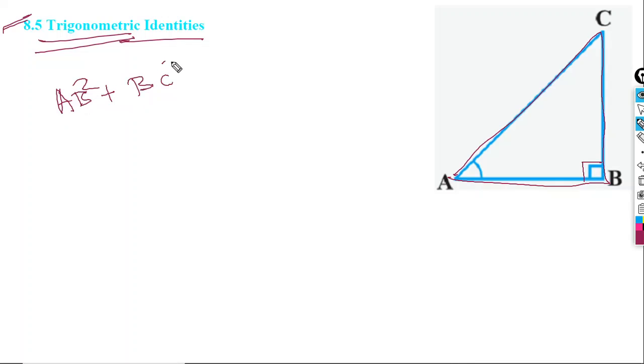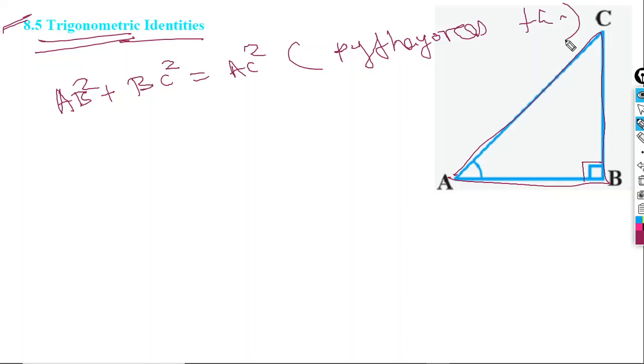So now we are going to discuss trigonometric identities. For this we will take a right angle triangle ABC, right angle at B. Here in this right angle triangle, AB square plus BC square equal to AC square. Why? It is your Pythagoras theorem. Now, we can divide AC square on both the sides.